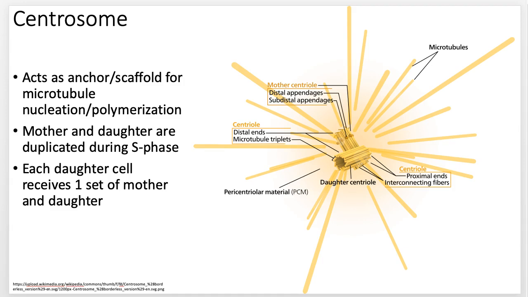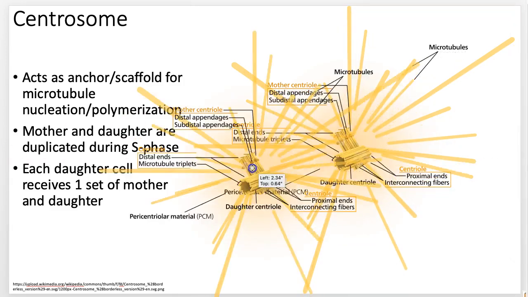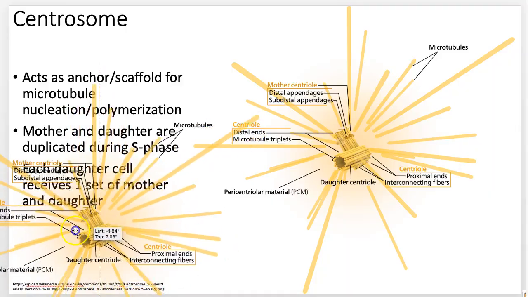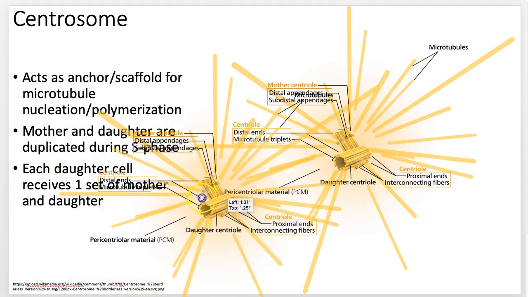And so you have a mother and a daughter. This is so confusing. So there's a mother and a daughter centriole. They're usually listed like that. I don't know why. And then what we're going to do is during the S phase, you actually double them. Okay, so you end up with two of these. So now I have two. Okay, and then they're going to go to either side of the cell, right? So we're kind of inside the cell, and this one's going to go over here.